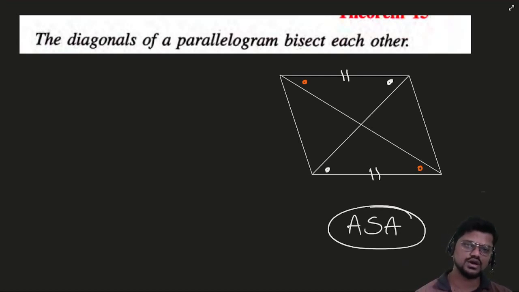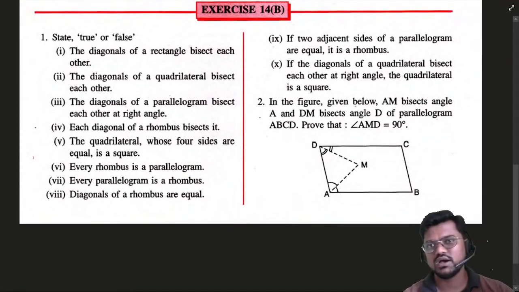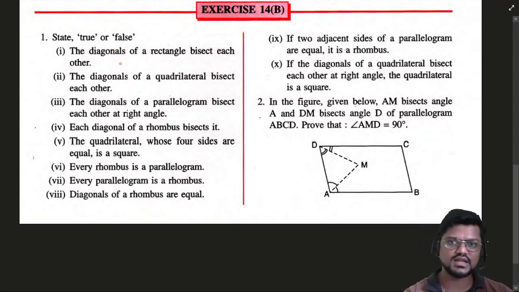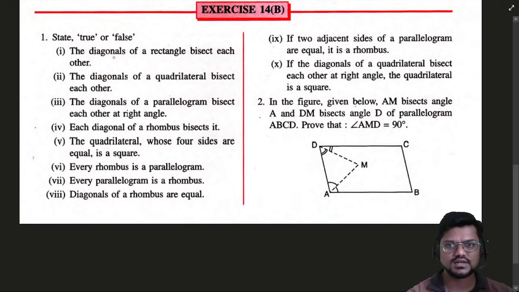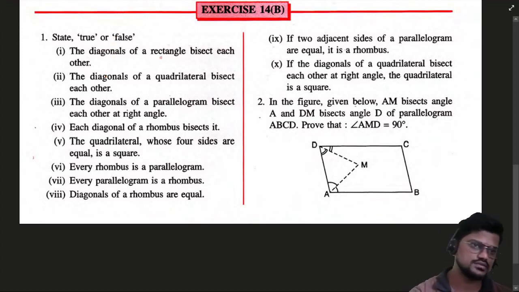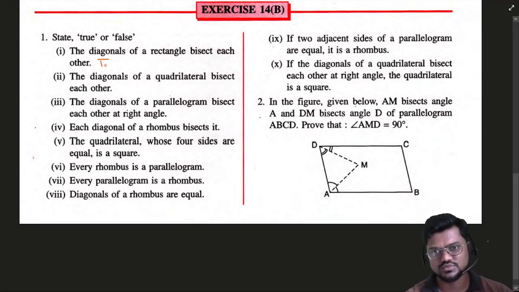Got it? Now I will start with the exercise. Okay. Now over here, what you have is true or false: the diagonals of a rectangle bisect each other. You have to tell. Now I will ask someone, and they will answer it. Okay, the diagonals of a rectangle bisect each other. Arjun Shetty, can you please tell, is it true or false? Sir, true. Okay, that's true.